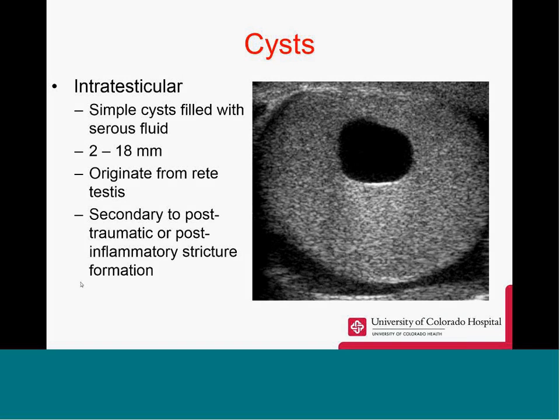Now cysts. This is an intertesticular cyst. It's a simple fluid-filled serous structure. They range anywhere between 2 to 18 millimeters, and they originate from the rete testis. These are usually discovered incidentally on ultrasound in 8 to 10% of the male population. Cystic lesions are not always benign because tumors can undergo a cystic degeneration from hemorrhage or necrosis. Simple testicular cysts can be managed conservatively. They can also form secondary to trauma or inflammatory conditions.